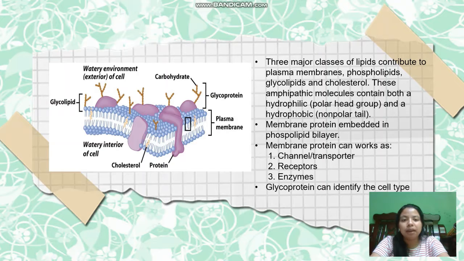Membrane proteins are embedded in the phospholipid bilayer. Membrane proteins can work as channels or transporters for substances that cannot enter the cell through the plasma membrane, can work as receptors that recognize certain chemicals, and can work as enzymes which catalyze the production of substances. And glycoproteins can identify the cell type.